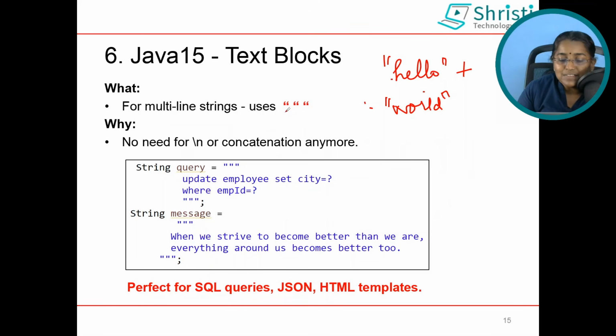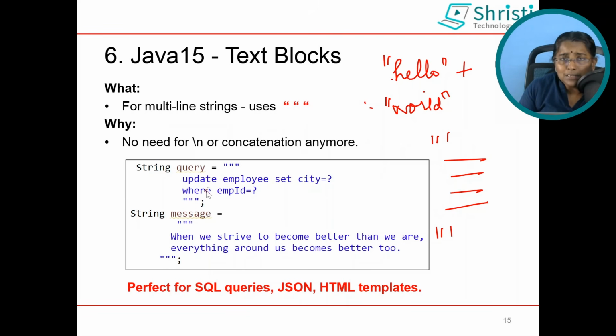Rather, you can use triple double quotes. Before the string starting point, you give triple quotes, enter your paragraph, and end it with triple quotes again. This is called a text block. See the example over here. I have a query which spans multiple lines, so I am putting it in multiple lines and adding that complete query inside triple double quotes. This is called a text block.